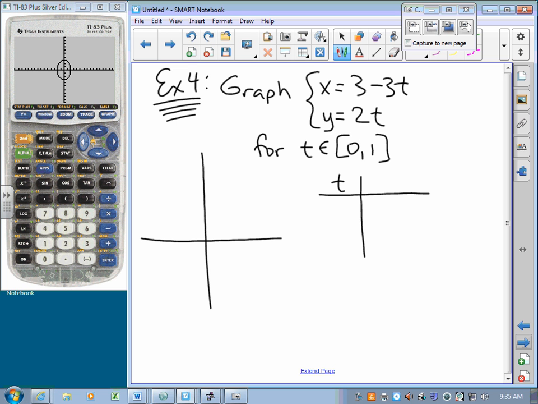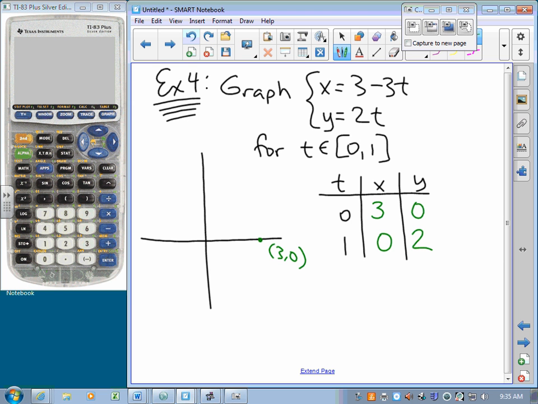If I made a t-x-y chart, it's pretty straightforward that if t is 0, x is 3 and y is 0. If t is 1, x is 0 and y is 2. So we've got the point (3, 0), and we've got the point (0, 2). And the question is, how do you connect them? Is it a parabola? Is it part of a circle? Is it a line? What is it that connects them?